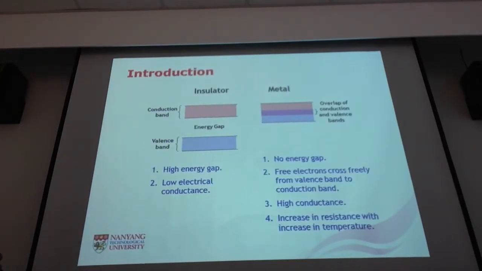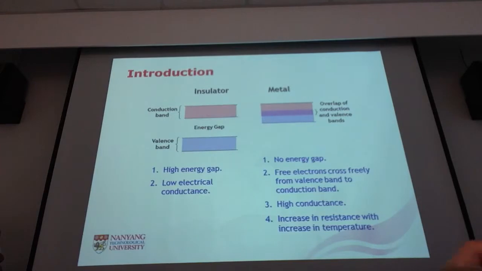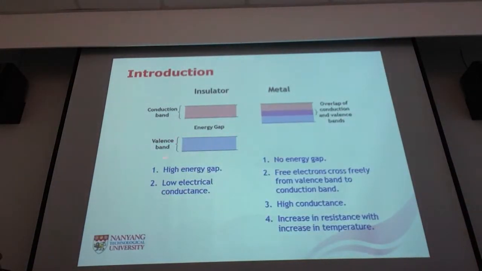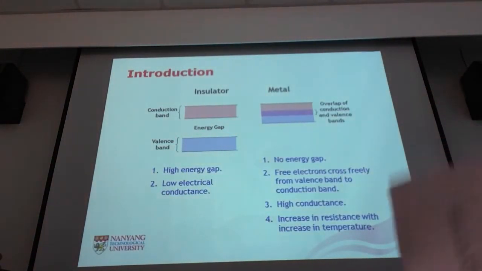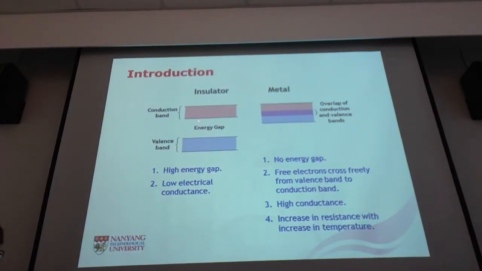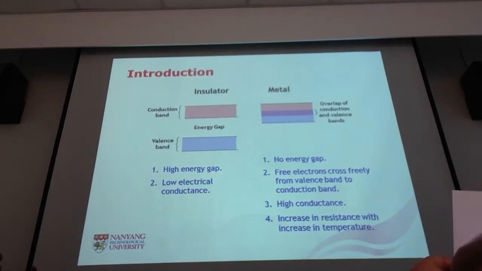So as an introduction, I'm sure that all of us know there is a material called insulator and another material called metal. The difference between these two is that there is a huge energy gap between the valence band and the conduction band in the insulator. And this gap is so huge that few electrons can jump over and become free, which means the conductivity here is very low.